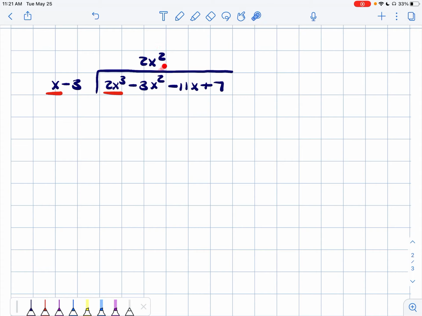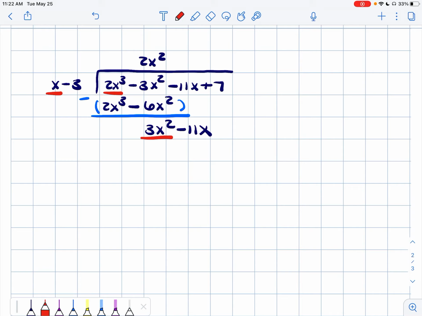So then multiply 2x squared by the entire divisor, and that would give us 2x cubed minus 6x squared. Then we subtract. The 2x cubed minus 2x cubed cancels out. Negative 3x squared minus a negative 6x squared would give us a positive 3x squared. And then bring down our next term. And then we just do it again.